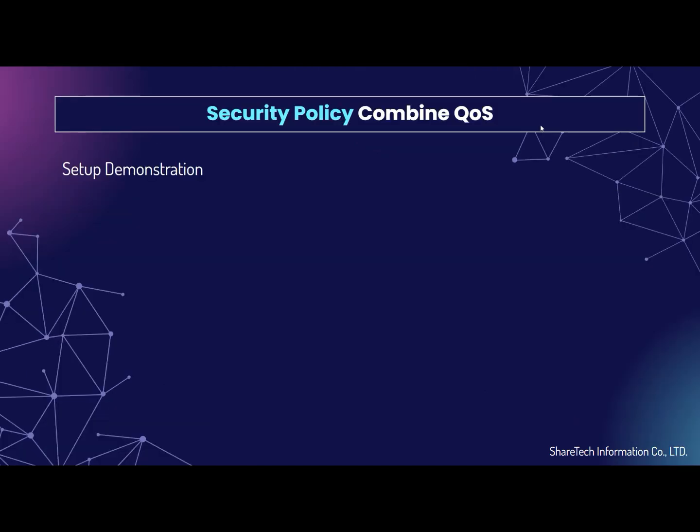Next is a setup demonstration for combining rules with the QoS. There are two interfaces for these conditions, one LAN and one WAN. My LAN is 1.0/24, and my WAN IP address is 186.87.